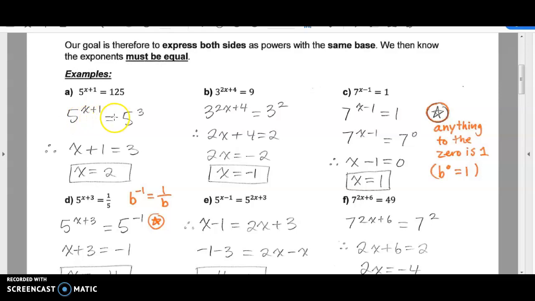Once I have my bases equal, now I have a base of 5 on the left side and a base of 5 on the right side, I can simply equate the exponent on the left side to the exponent on the right side. So I do x plus 1 equals 3, and then subtract 1 from both sides. That tells me x equals 2. Okay. You can always check your answers.